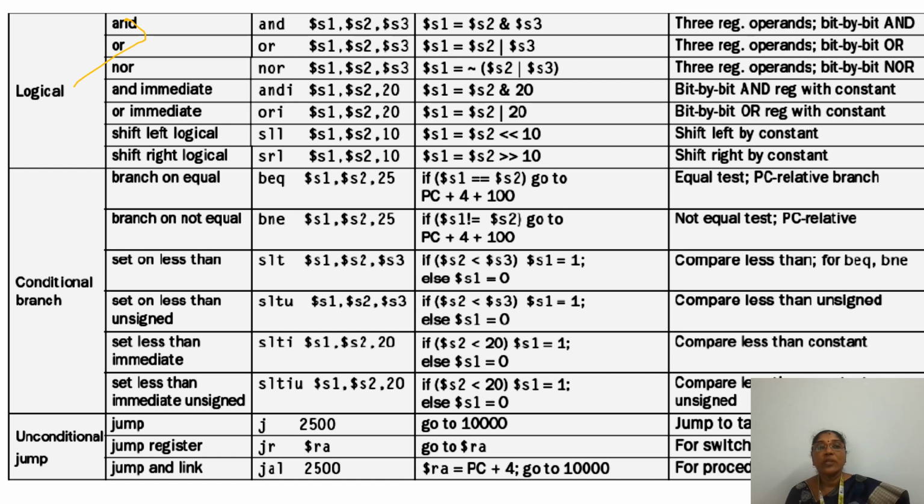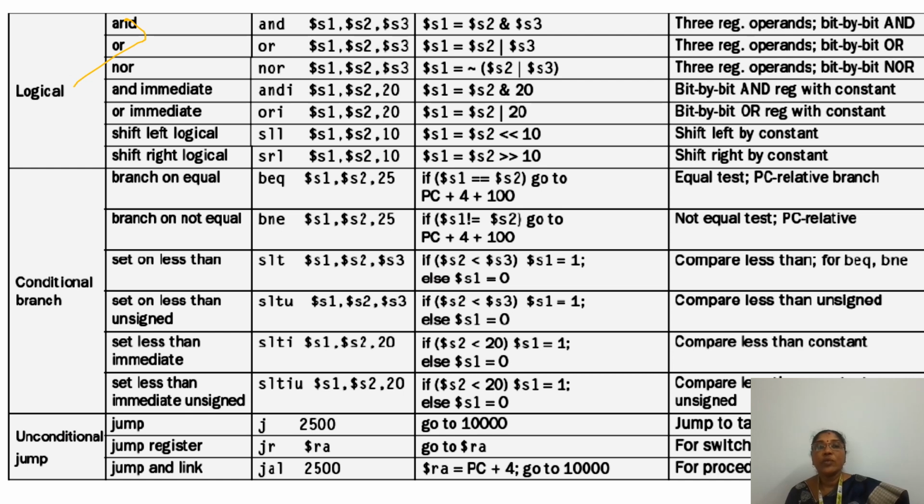So here the branch on equal, instead of moving on to PC plus 4, is going to switch on to the corresponding address that is specified in the instruction. Similarly for the branch on not equal. And set on less than, set on less than immediate, set on less than unsigned.